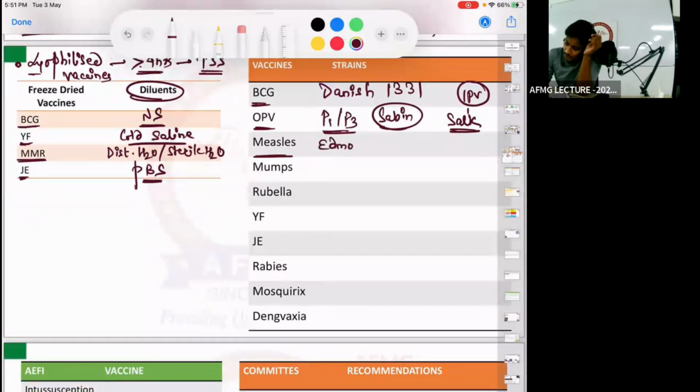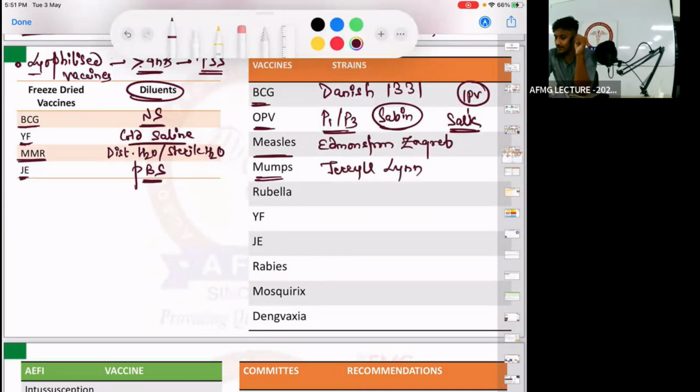Measles it is Edmonston, the grapevine. Mumps it is छोटा नाम, तो छोटा कौन होता है? जेरी, तो जेरिल लेन. Mumps it is Jeryl Lynn. Rubella it is RA 27/3. Yellow fever it is 17D.